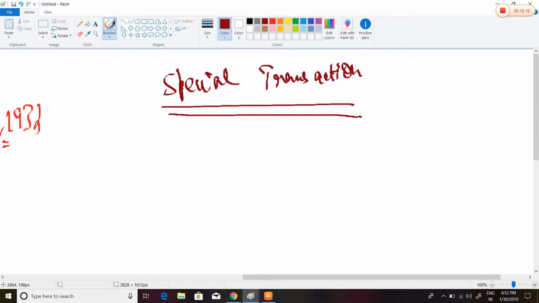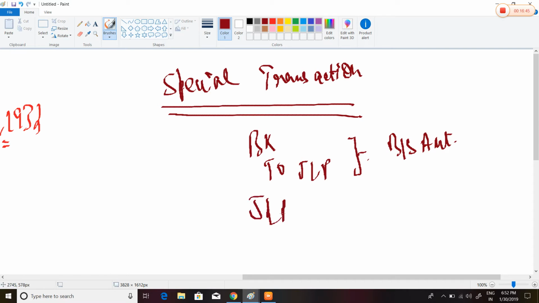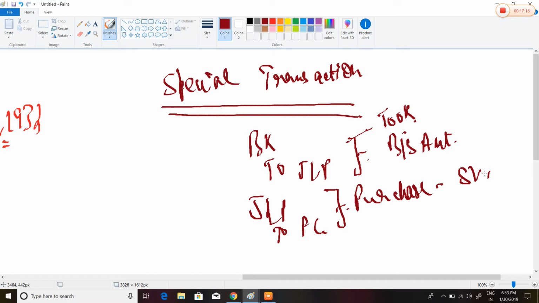The firm will gain on the death of any partner, as you might know. Now what would be the journal entries in that case? On maturity, bank to JLP, how much amount? Balance sheet amount. Then JLP to partners capital account. Now what will be the balance in this? This is the amount on which the firm took, and this would be the amount at which the JLP has been purchased minus the surrender value.